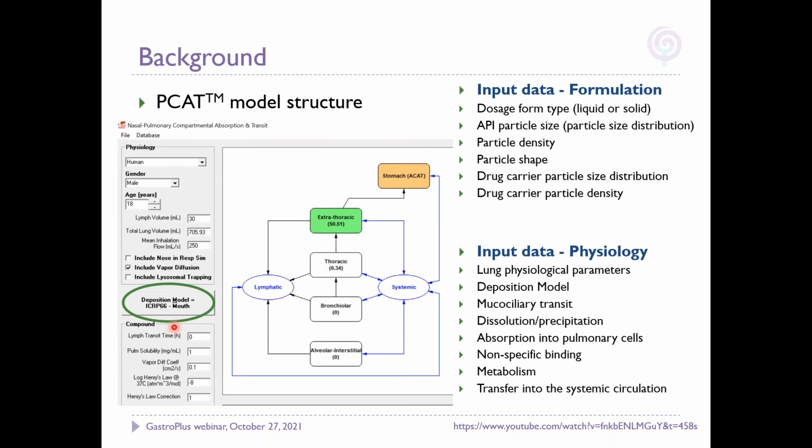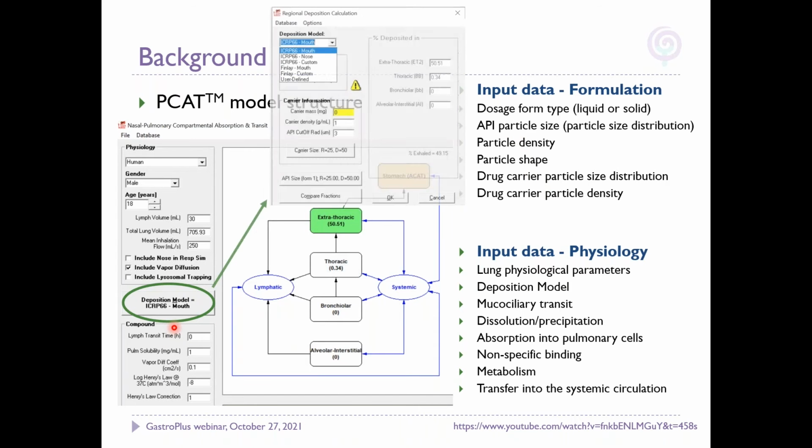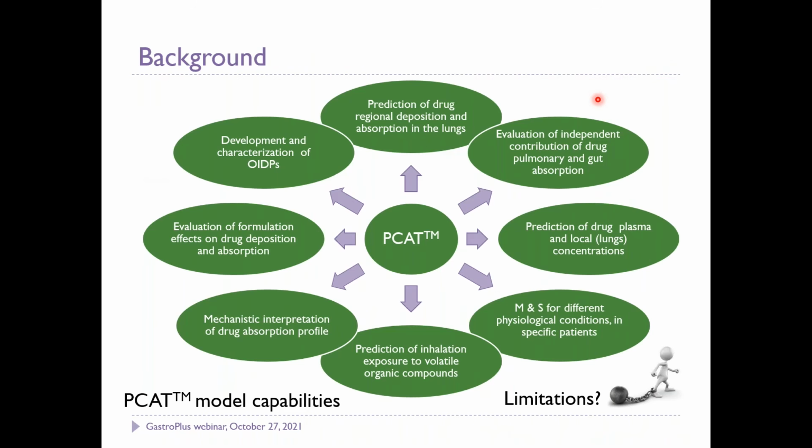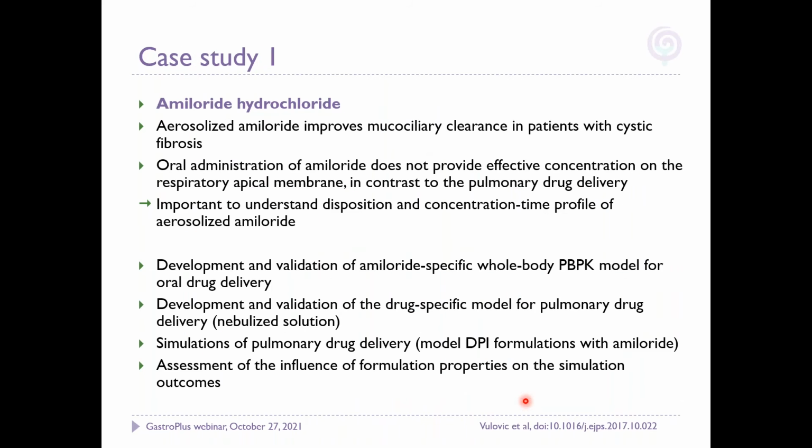And it also contains integrated models to estimate, as you can see here, regional drug deposition in the lungs. Each lung compartment shown here, like, for example, the thoracic compartment, is described by a set of parameters which can be modified by the user if needed. So in general, the model has huge capabilities, but it also has certain limitations, and we will address some of them in the following examples.